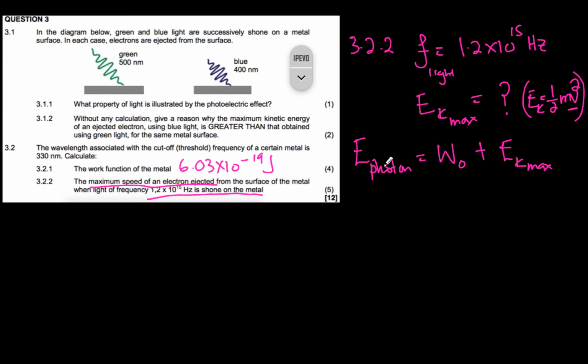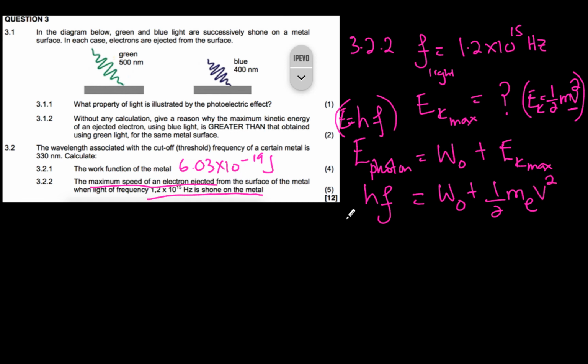Let me first substitute. Remember, we can get the energy of a photon from hf. In other words, the energy of a photon is also equal to hf. We're going to substitute for hf here because we have the frequency of the light. So hf is equal to the work function, which we're going to leave like this because it's still the same metal, plus half the mass. In this case, this is the mass of the electron, because the electrons are the ones that are ejected, times the velocity of the electrons squared.